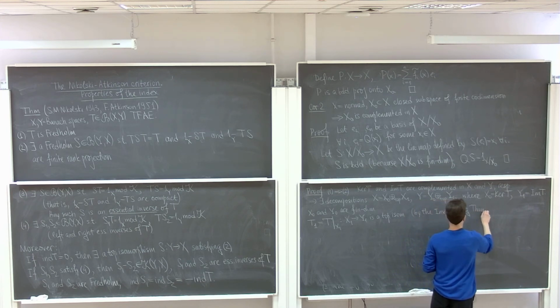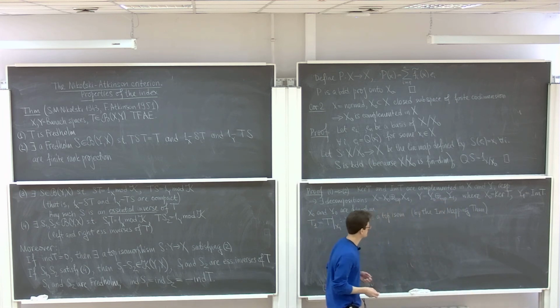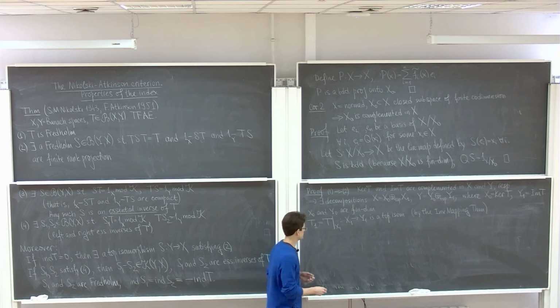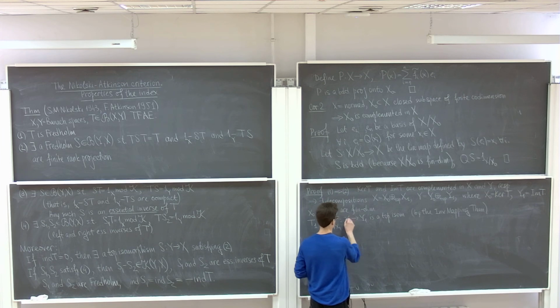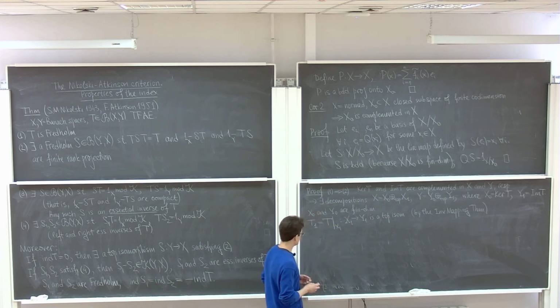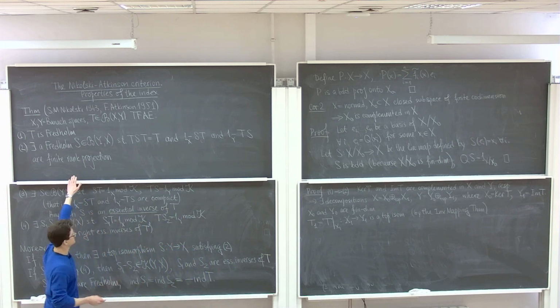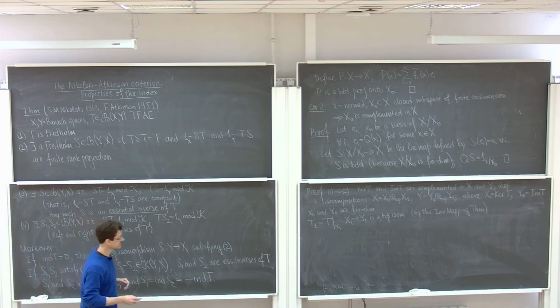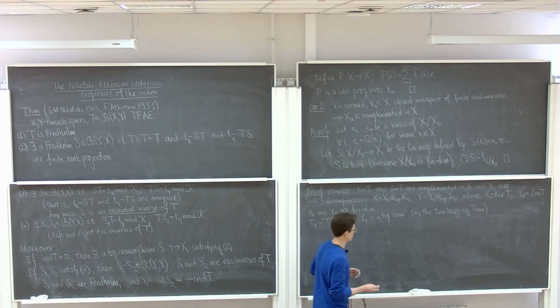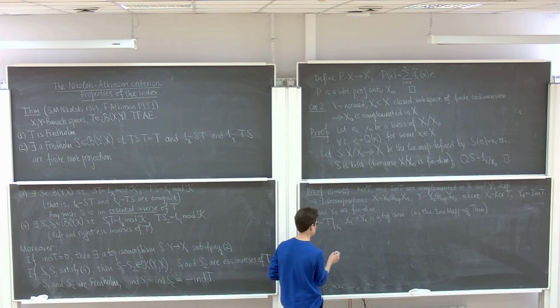Because it is bounded and bijective. Okay, so we now construct our operator S satisfying condition 2. To construct S, it will be convenient to draw a picture which explains how T acts.